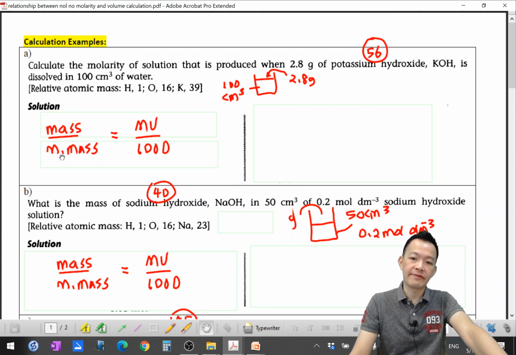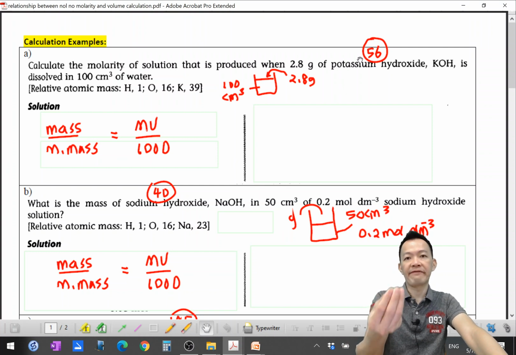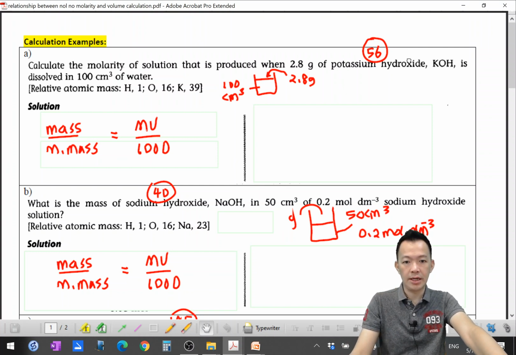Molar mass, what is the molar mass of the potassium hydroxide? You calculate yourself. Here it is potassium hydroxide, so after you add them together, 56. And here I give you the molar mass because I want to make your calculation faster. Mass 2.8, molar mass 56. Molarity, don't know. Volume 100 per thousand, because the volume must be in cubic cm.